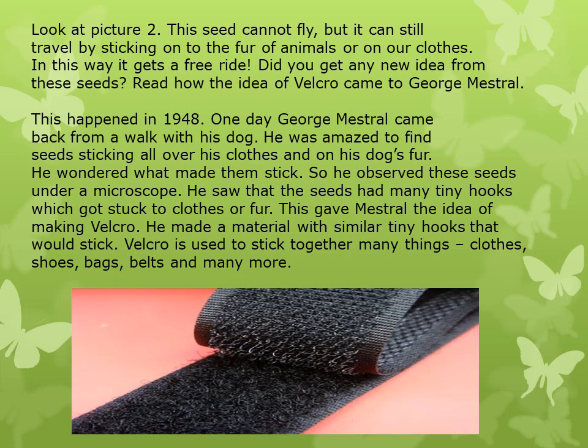Read how the idea of Velcro came to George de Mestral. This happened in 1948. One day George de Mestral came back from a walk with his dog. He was amazed to find seeds sticking all over his clothes and on his dog's fur. He wondered what made them stick. So he observed these seeds under a microscope. He saw that the seeds had many tiny hooks which got stuck to clothes or fur.